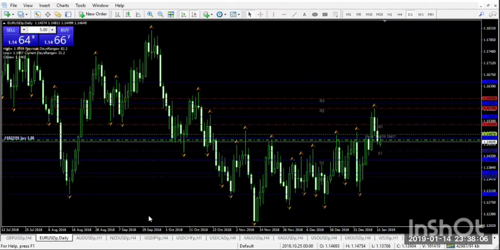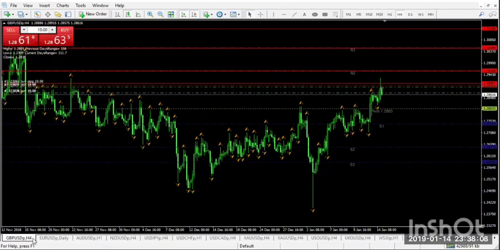For example, in euro dollar, excuse me, can we go back to the previous chart? For example, imagine it's 1:30 or it's 6 a.m.